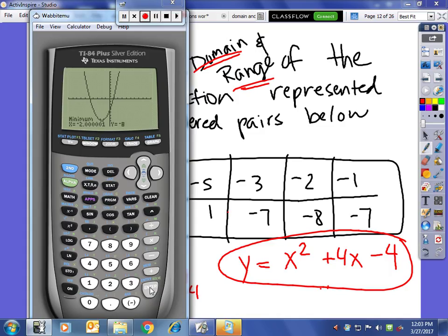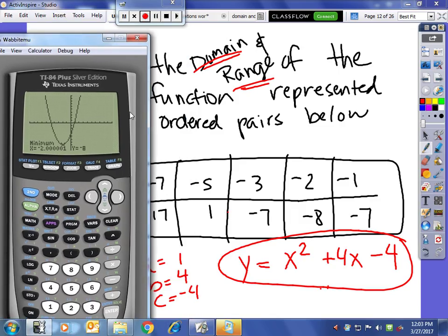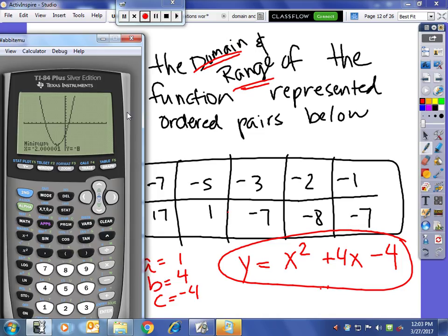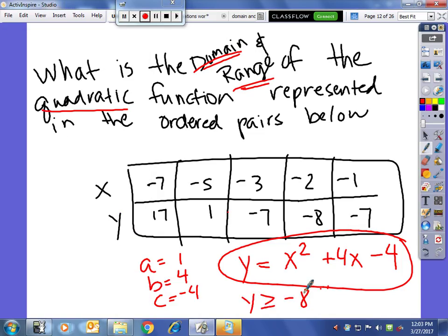What's the lowest y value on this whole picture? -8. So what's the range of this function? Y is greater than or equal to -8. And actually this was the vertex showing right here. If you notice the vertex, the points start mirroring each other around the vertex because that's the turning point.